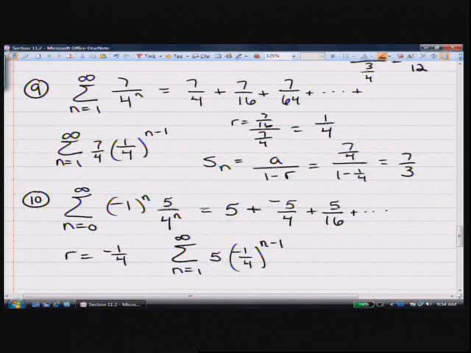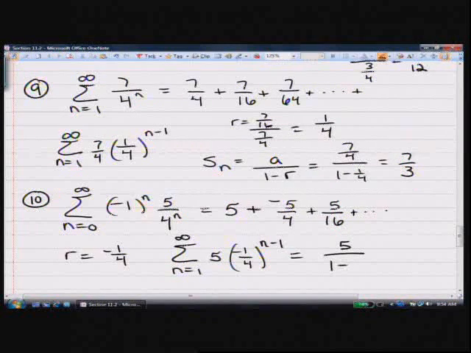Okay, so I guess the A is always this first term. It doesn't matter what the index is, A is always the first term. I guess that's what we can conclude from this. Okay, so it's 5 over 1 minus negative 1/4, which is going to be, okay, so this is 4/4, so this is 5/4.